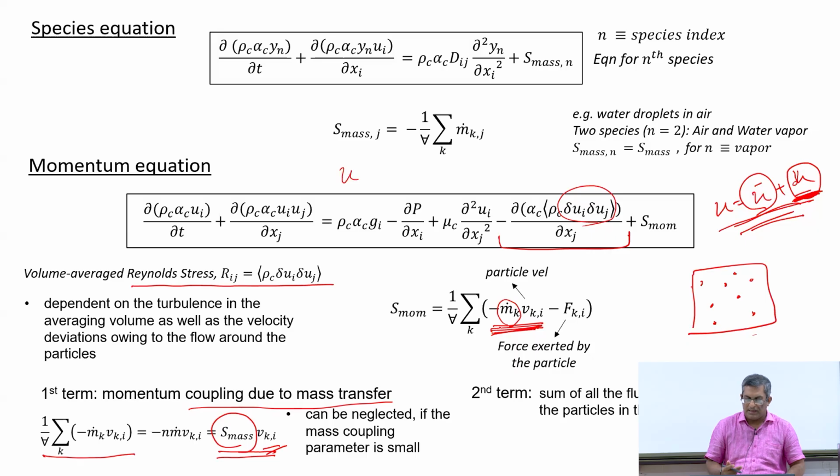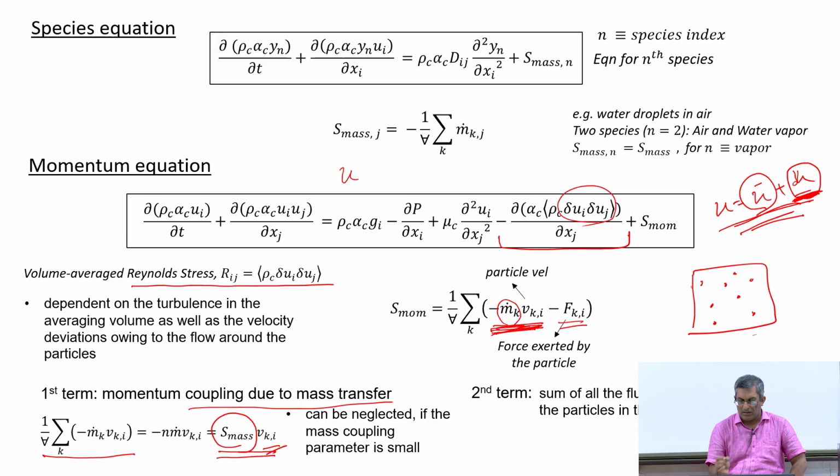And in general, this rate is typically much smaller in practical cases, especially when you have very small droplets. Let's say you have 50 micron droplets. So the rate at which mass is transferred is usually very small.